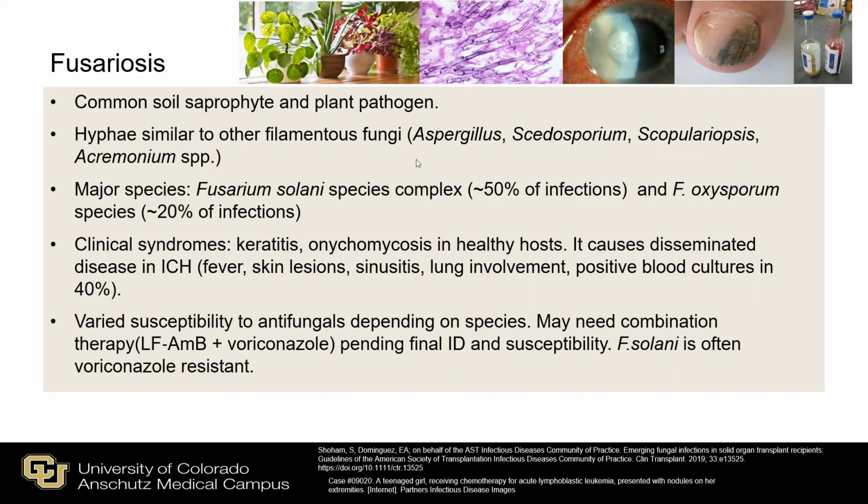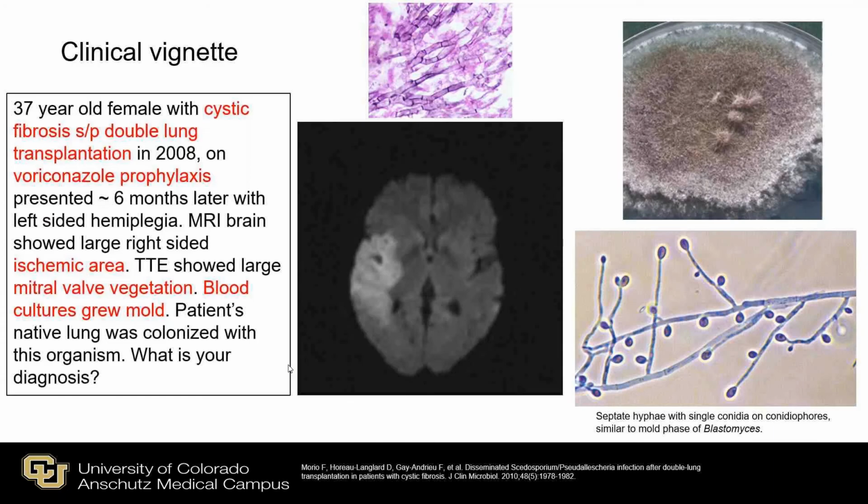And the hyphae look very similar on histopath to Aspergillus and other filamentous fungus. There are two main species, Fusarium solani and Fusarium oxysporum. In a normal host, it can cause keratitis, especially in contact lens users. It can cause fungal nail infection. But remember, it can cause disseminated infection in immunocompromised patients, and blood cultures are positive in about 40% of these patients. Usually they can be resistant to amphotericin, but we start with voriconazole and amphotericin, and we do susceptibilities.